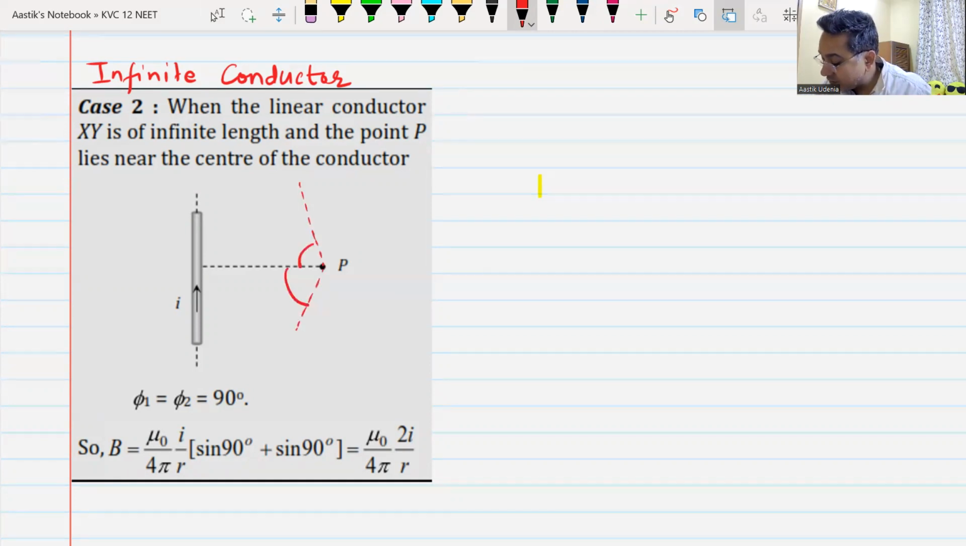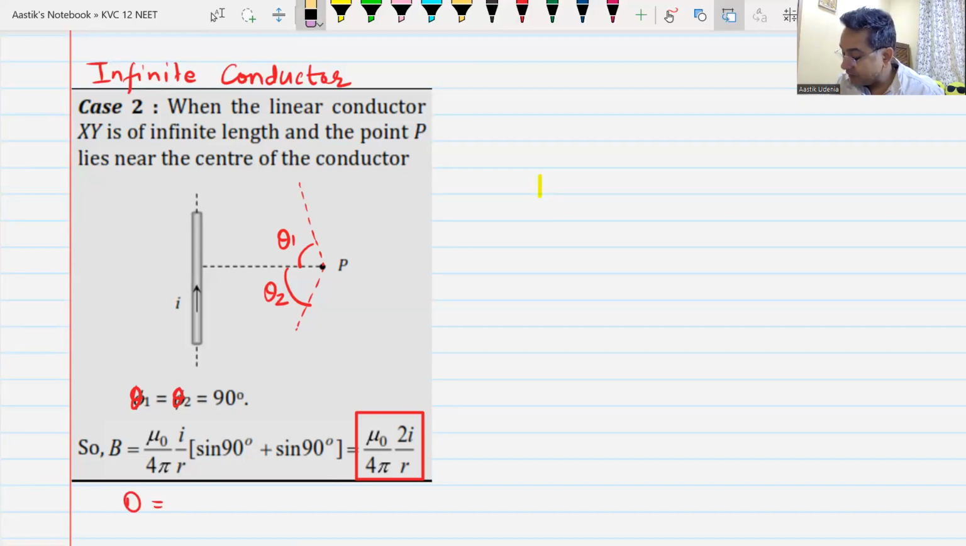What happens to these two angles, theta 1 and theta 2? How much do theta 1 and theta 2 become if the wire becomes infinite? Both will become 90 degrees. Sine 90 plus sine 90, 1 plus 1. And the answer will be mu naught into 2I divided by 4 pi r. You can cancel 2. So your final answer will become B equal to mu naught I by 2 pi r. Do we understand this?